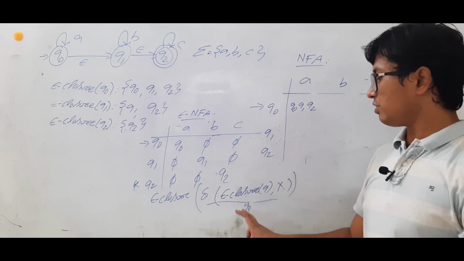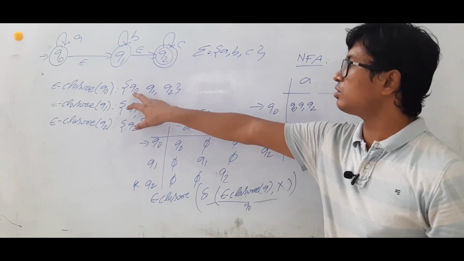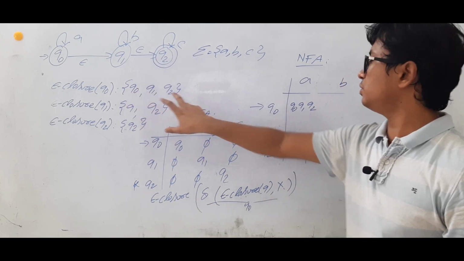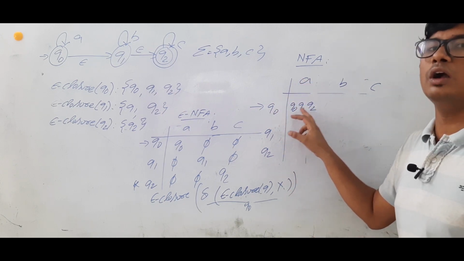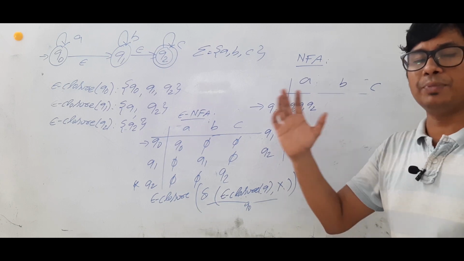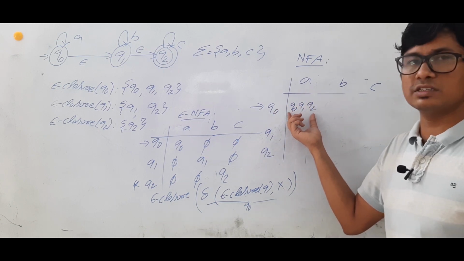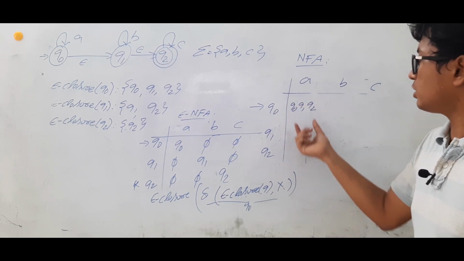Then, for this entire one, the result is Q naught. Now, epsilon closure of Q naught you need to find. What is the epsilon closure of Q naught? Q naught, Q1, Q2. So, that is the state. So, Q naught on A, you will go to Q naught, Q1, Q2 separately. Means, these are the three states, three separate states, not a single state.